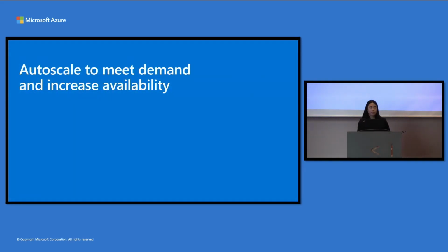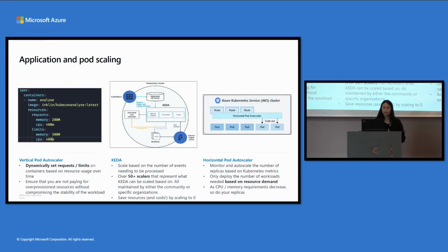And we also have auto-scaling techniques. Auto-scaling is great for meeting demand and increasing availability. For application and pod scaling, these auto-scalers can help you save costs by dynamically provisioning and shutting down underlying infra as needed to meet the required demands of your workloads.